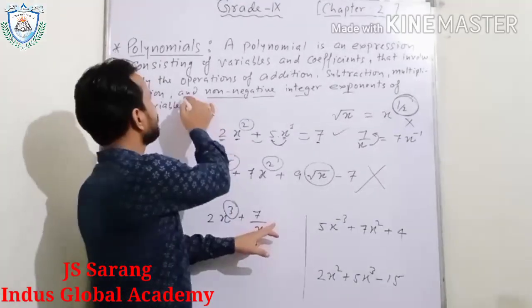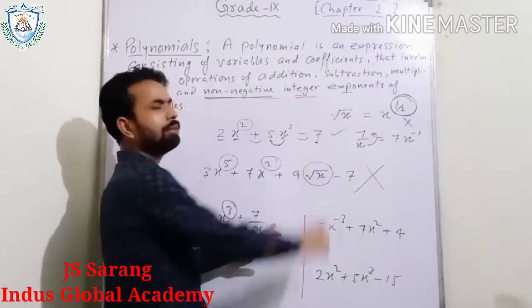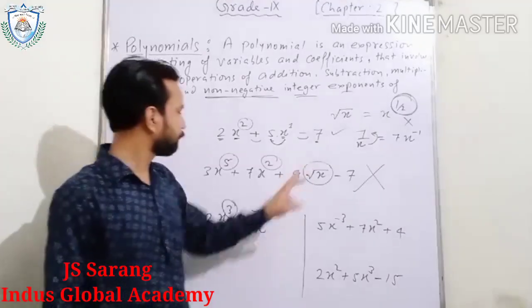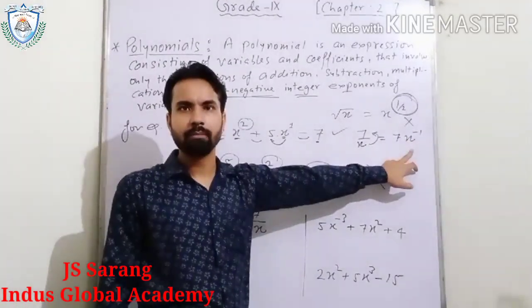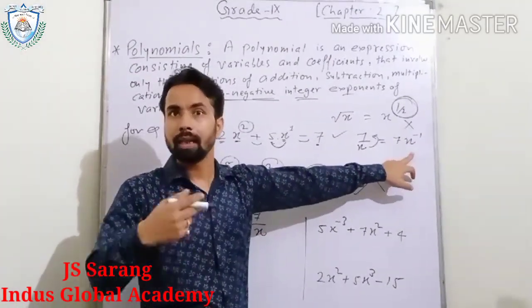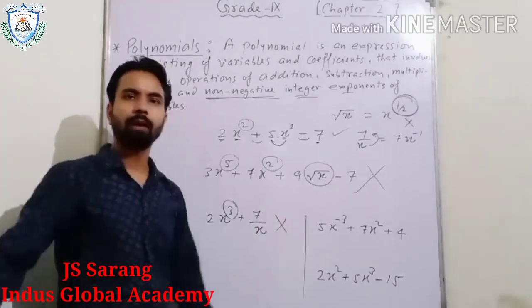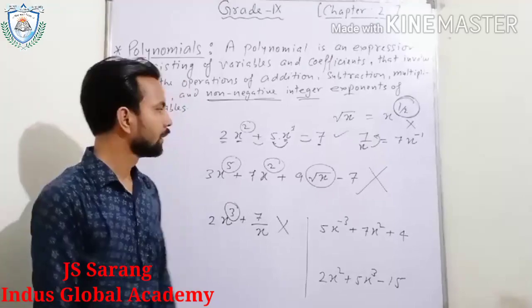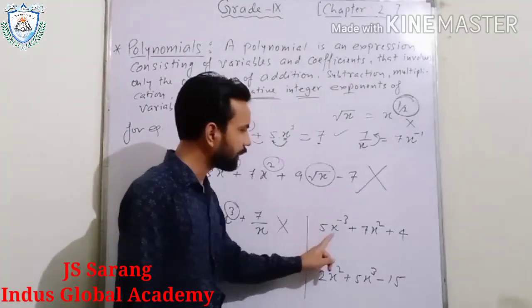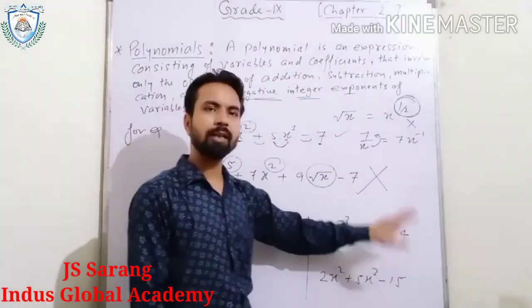Our condition is the power should be a non-negative integer. But here the power of x is minus 1. Minus 1 is a negative integer. So again, this is not a polynomial. Clear? Next, 5x to the power minus 3, 7x square plus 4.